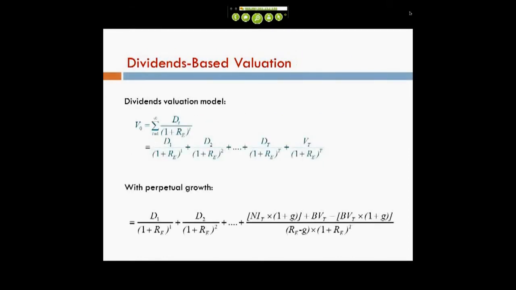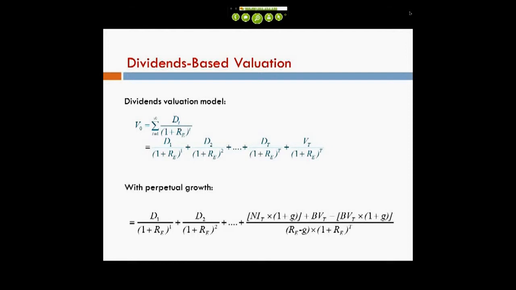So here's the dividend valuation model. The value of a company today, V sub 0, is equal to the sum of the dividend payments discounted back for perpetuity from year one forever. It's the sum of those dividend payments discounted back to today. That's the dividend valuation model.